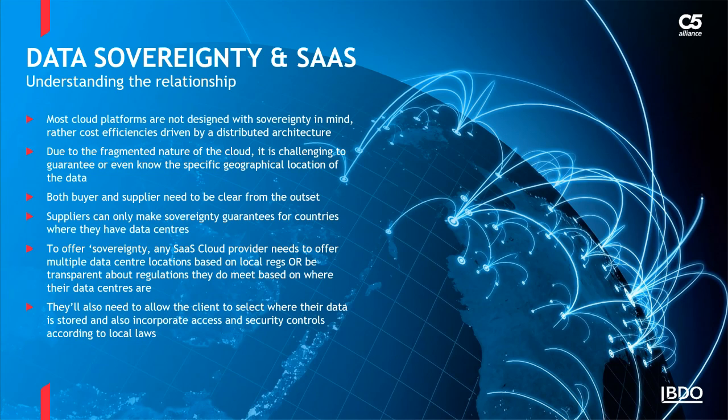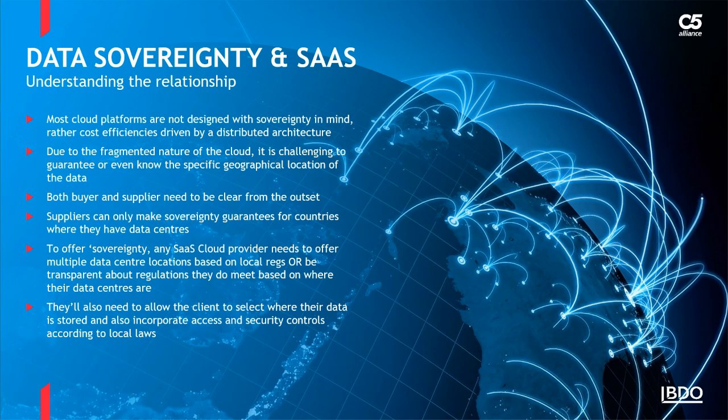So there can be an uneasy relationship between software as a service and data sovereignty. So it's quite important to understand the relationship. There can be a tension between them because most cloud platforms weren't designed with data sovereignty in mind. They were designed with efficiencies in mind. And because the nature of the cloud obviously is that it's distributed architecture, that can cause tensions with data protection requirements to keep data in certain places and also to know where your data is.